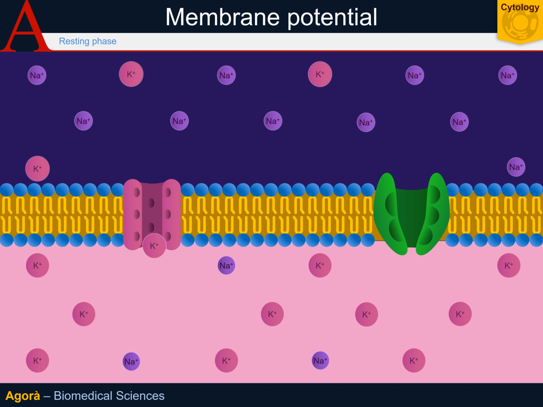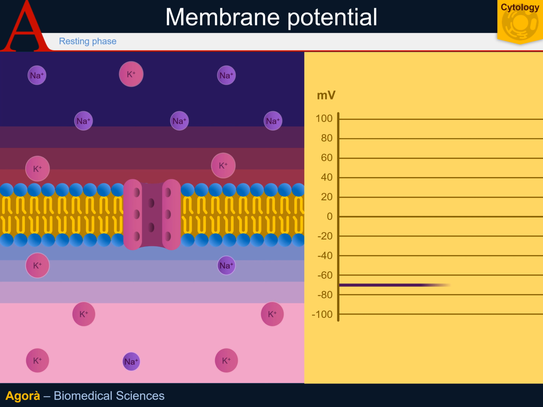Some of the potassium, therefore, leaves the cell according to its chemical gradient. In this way, the membrane loses positive charges and the inside of the cell becomes negative compared to the outside. Normally, the inside is at minus 70 mV relative to the outside. This value is actually significant and varies from about minus 60 to minus 90 mV depending on the cell type.